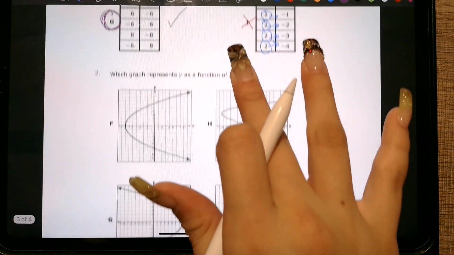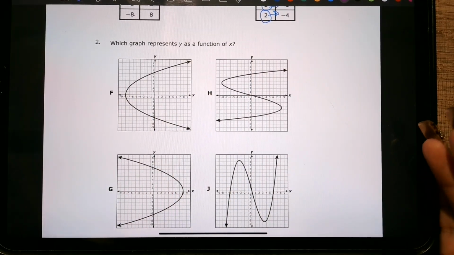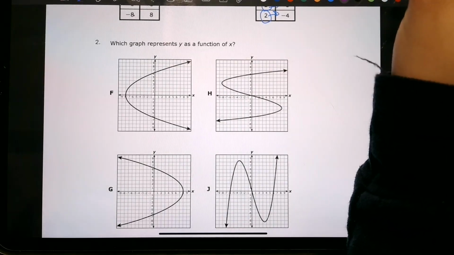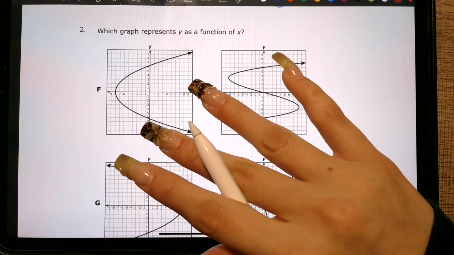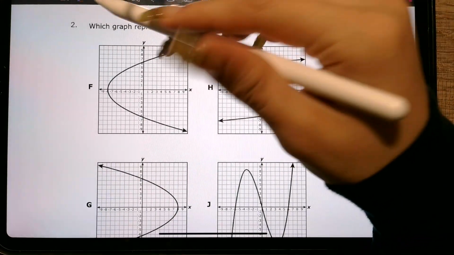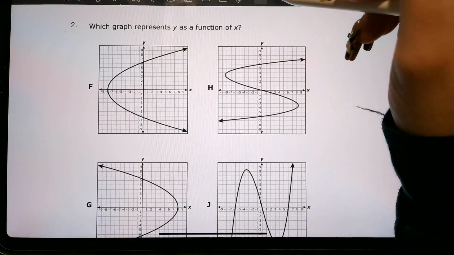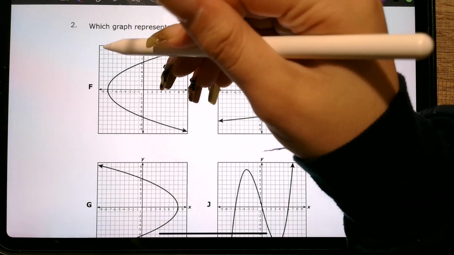Now let's look at 2. So we have graphs here. So we are going to do the vertical line test here. And I'm going to use a red just because that's what I'm used to using. I think it'll be easier to see on the camera as well. So let's get a little, yeah, that looks good. Okay, let's start our vertical line test.